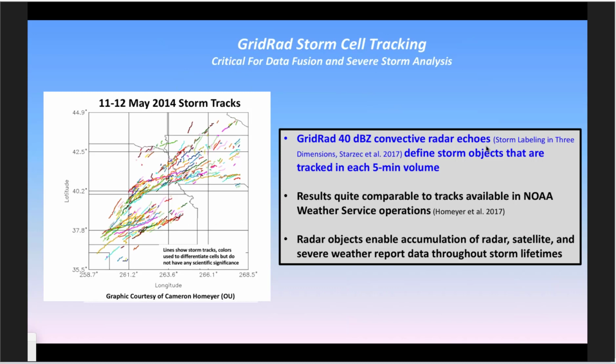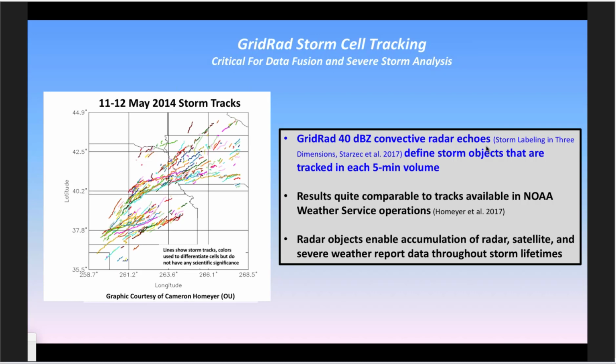And so we take this data, we associate 40 dBZ echo tops every 5 minutes and develop storm tracks. So there's an example from an outbreak back in 2014 viewed by GOES-14. And so these storm tracks, if you compare them to operationally available storm tracking algorithms, are quite comparable. There are some advantages, but I don't have time to really go into all that.